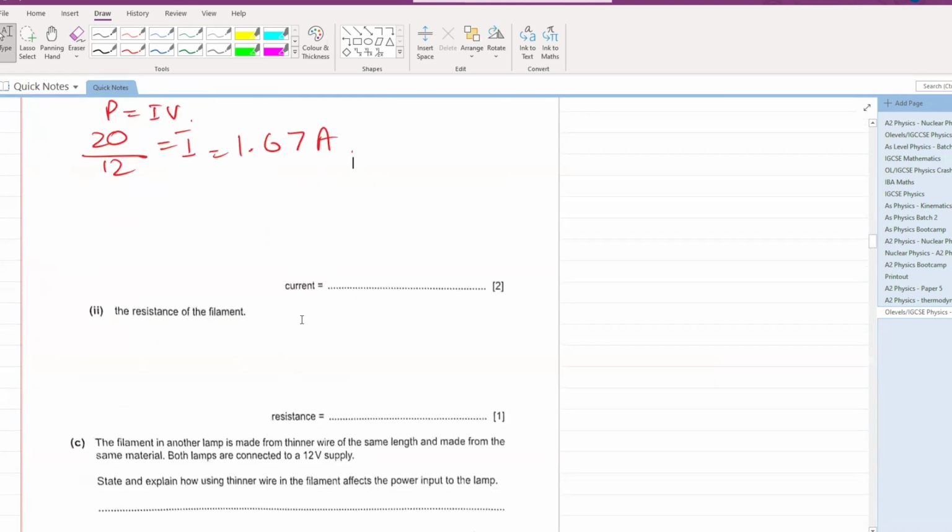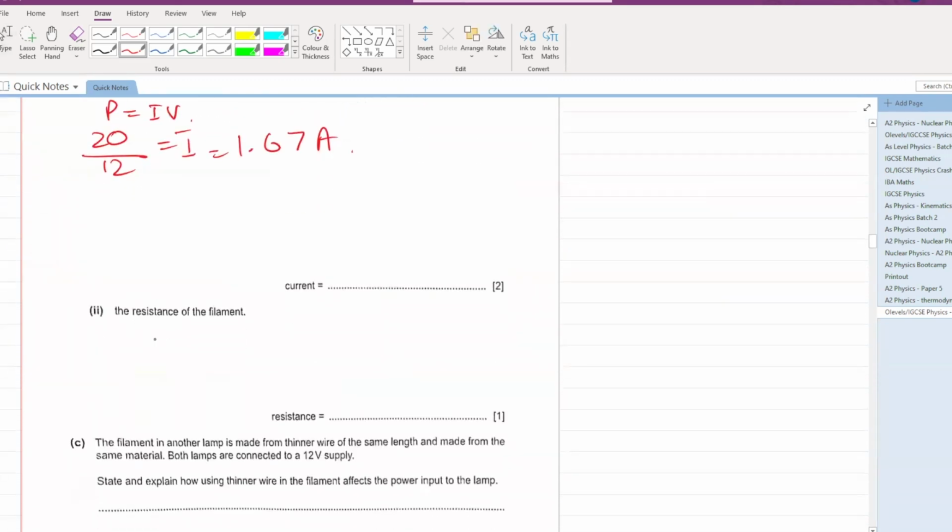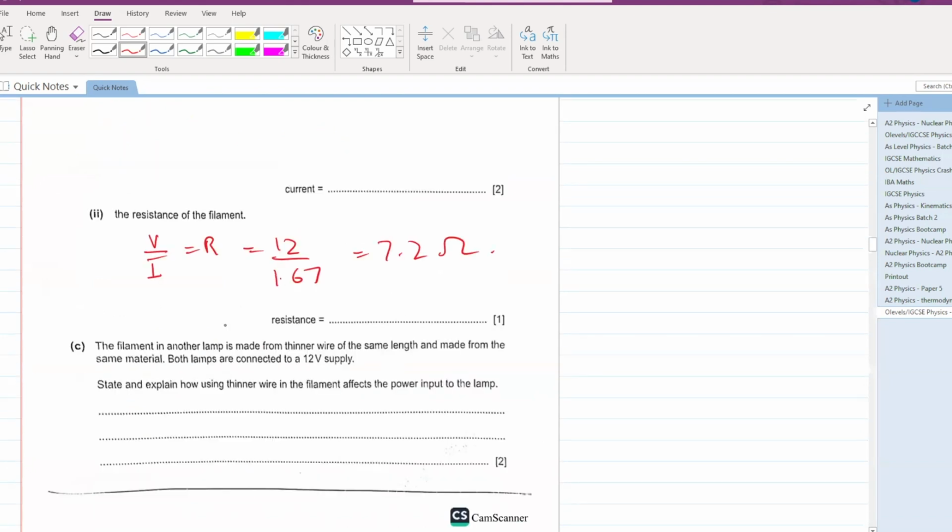Let's further move ahead. You have to calculate the resistance of the filament lamp. The voltage is this, the current is this. Can you calculate the resistance? Yes. V over I is equal to your resistance. V is 12, I is 1.67. So 12 divided by this answer gives your resistance.